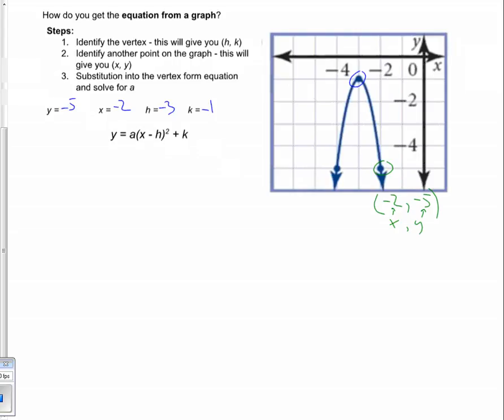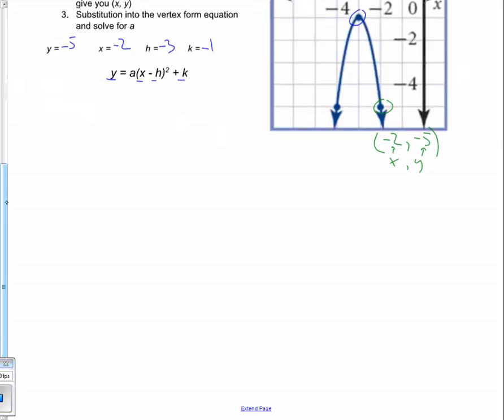So once I know what that is, I have 4 of the 5 unknown variables. I have y, I have x, h, and k. So all I need to do now is plug and substitute those known variables into the equation so that I can solve for a. So that's what I'm going to do next. I've got -5 is equal to a times -2 plus 3. Here, why don't I do it this way? -2 minus -3 all squared minus 1.